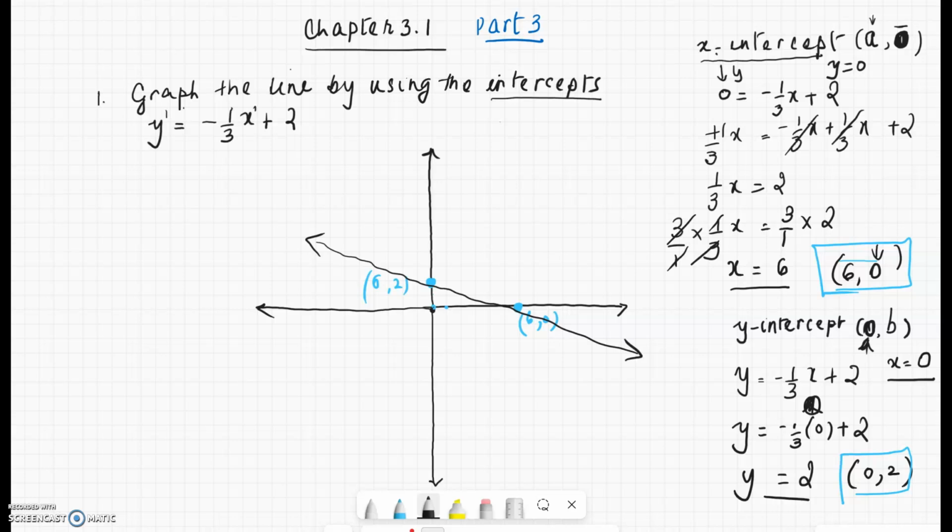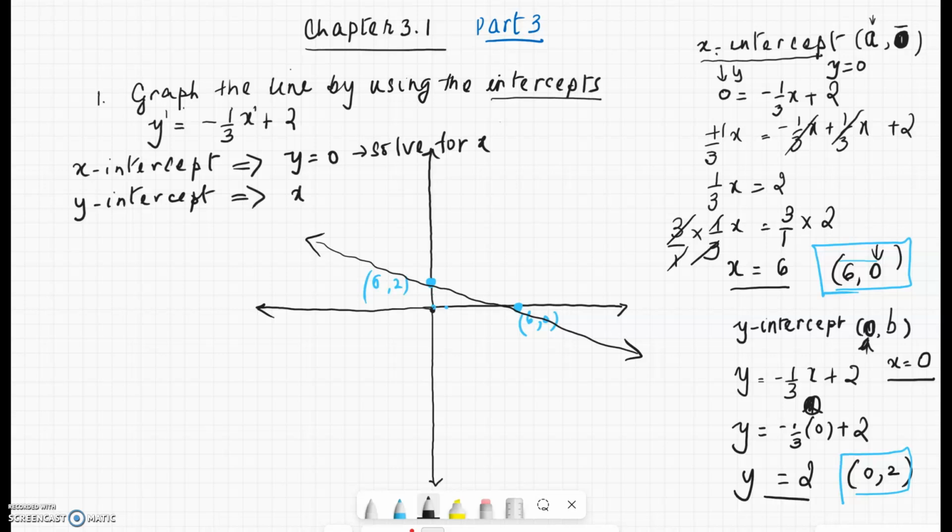So basically for the x-intercept, just remember this: it lies on the x-axis, so substitute y equals 0 and solve for x. For the y-intercept, we plug in x equals 0 because it lies on the y-axis, and we solve for y.